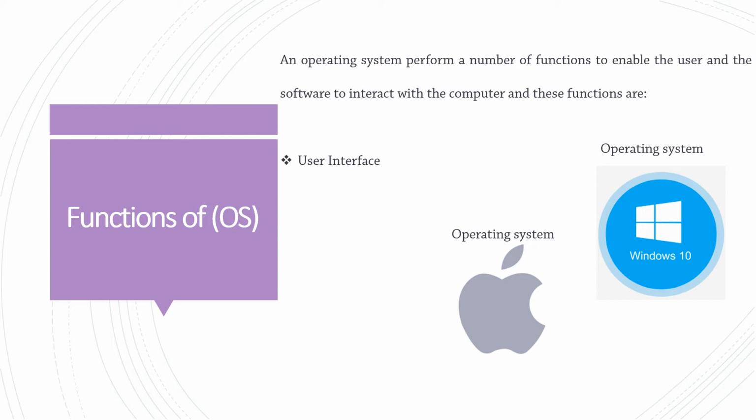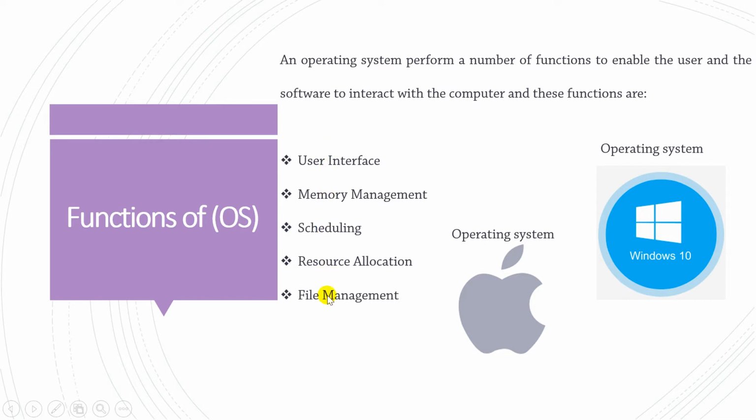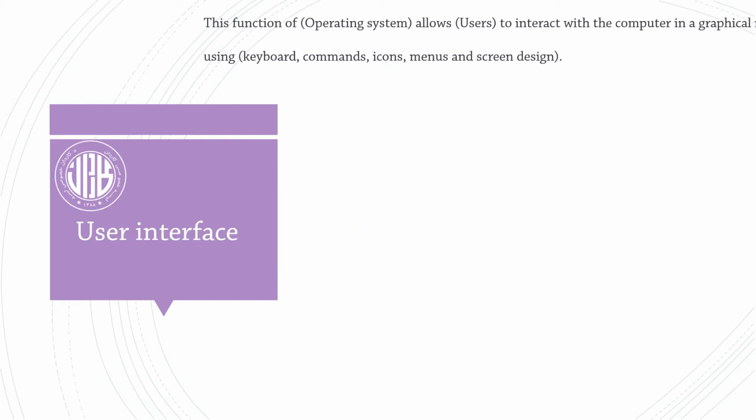We have a user interface, memory management, scheduling, resource allocation, and file management. These are the most important functions that an operating system does.